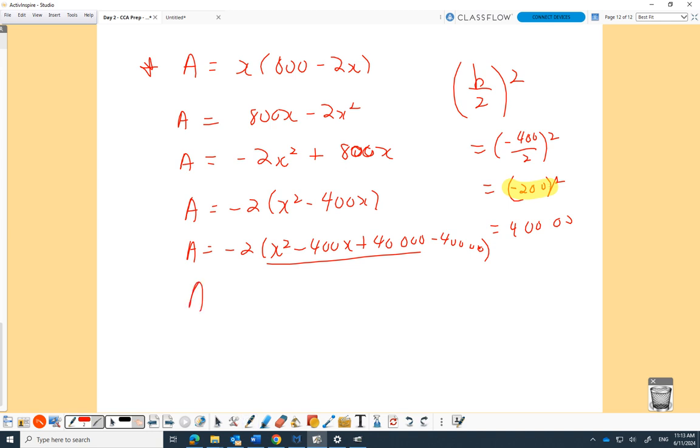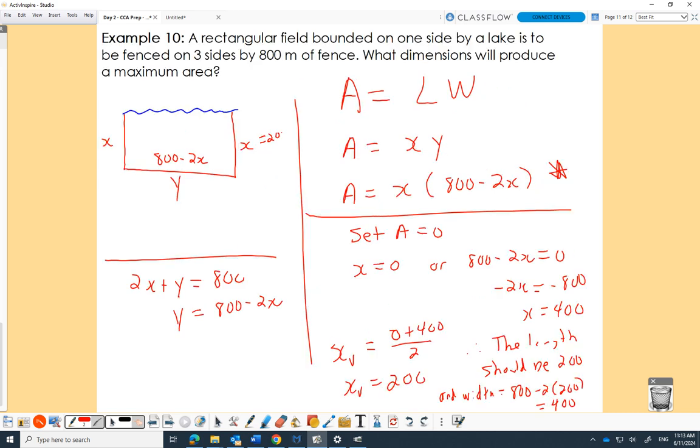So I get A equals negative 2 times x minus 200 all squared plus the 80,000 from multiplying that out. Therefore, x equals 200, the x value of the vertex. And I'm back to where I was with the other question. I don't care which way you do. It could have gone both ways. It could have been, oh, I like this better.